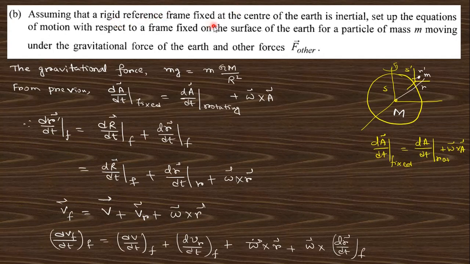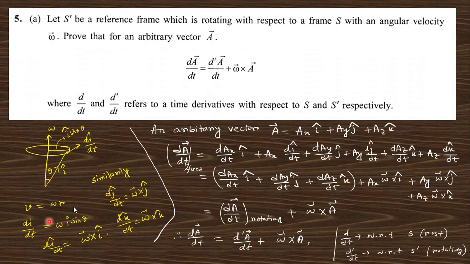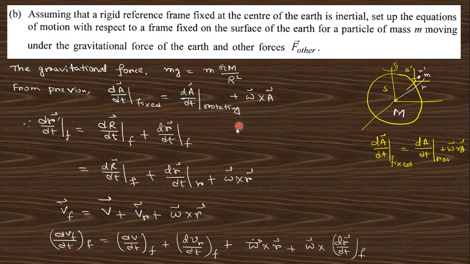Assuming a rigid reference frame fixed on the earth, set up the equation of motion of the frame. So this is the earth center taken as the fixed frame, and the earth is rotating, so there is another frame which is rotating. This is the rotating frame and this is the fixed frame. For the rotating frame and fixed frame you can use the formula we just proved previously, written with f for fixed and r for rotating. r prime is the position vector with respect to the S prime frame, R is the vector to the origin of these two frames, and r is the position vector with respect to the S frame.